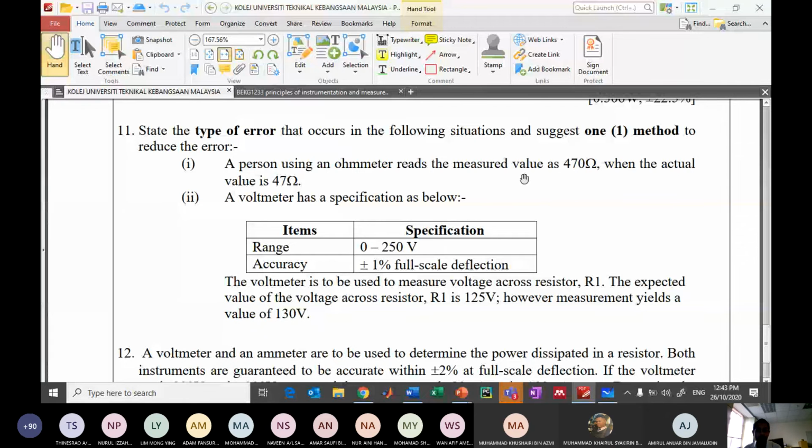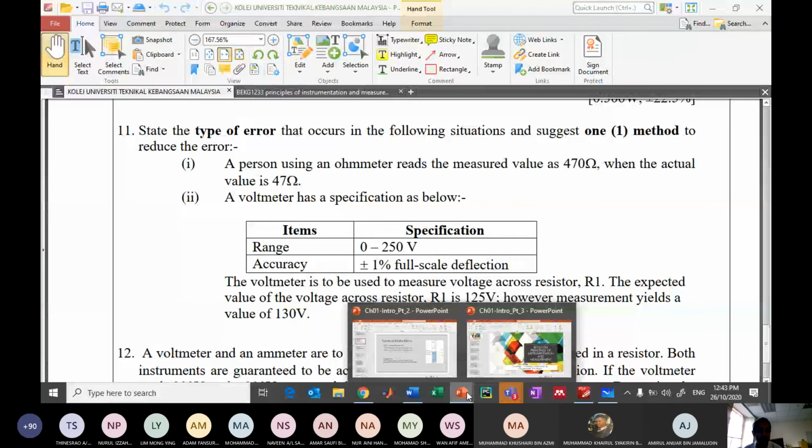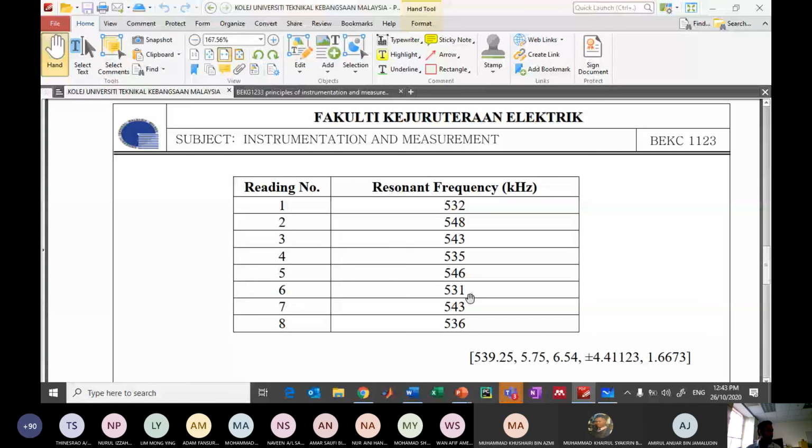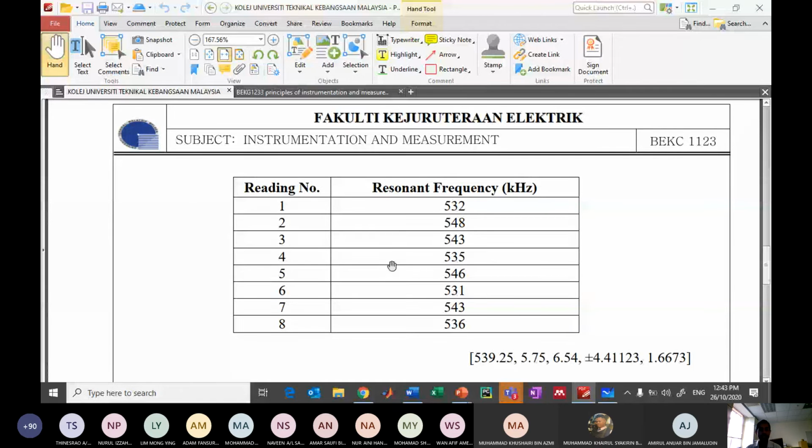So majority betul. Apa dia random error? Saya rasa dia saja je ni, random error ni. So random error is error due to unknown causes. Tak tahu sebab apa. Normally small but unpredictable. Macam tadi, kalau kita tengok contoh ni kan. Contoh soalan nombor ni tadi. Hold on. Okay, ni soalan nombor apa tadi? 7. Soalan nombor 7. So ada 8 bacaan. Semua setting sama. Equipment sama, lab setting sama. Tapi bila measure, letak sekali dapat 532. Measure lagi sekali dapat 548. Dia ada variation.